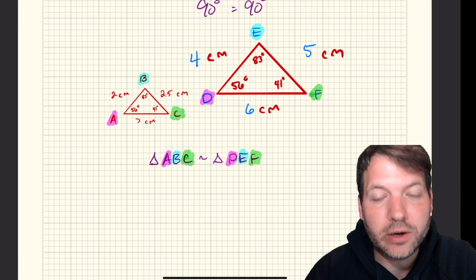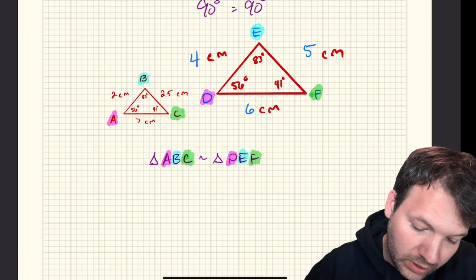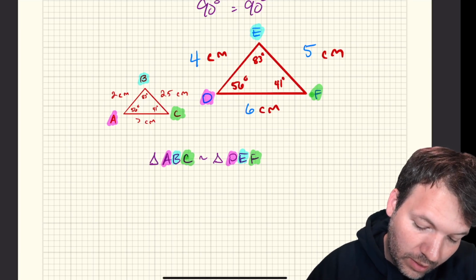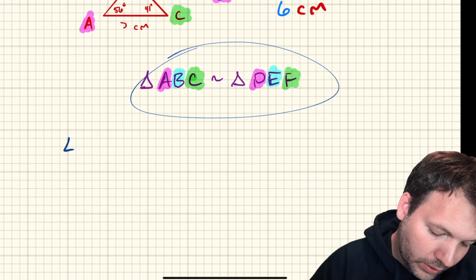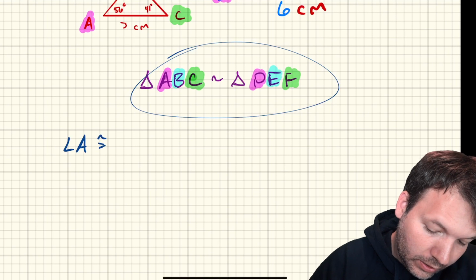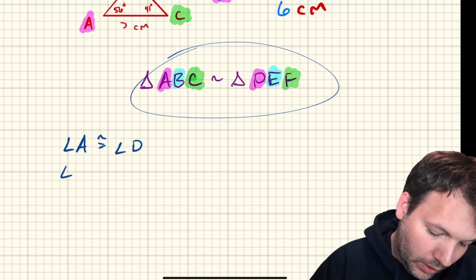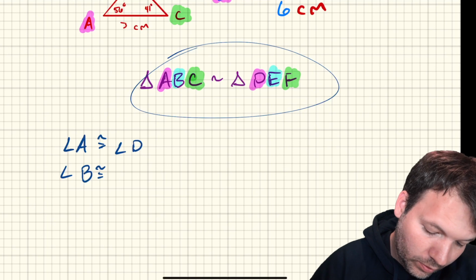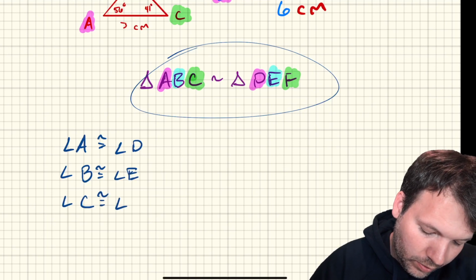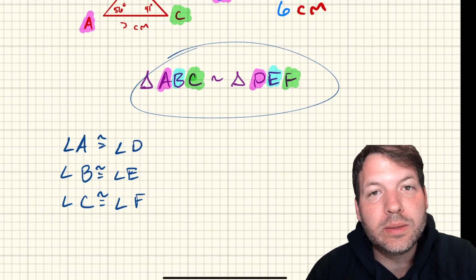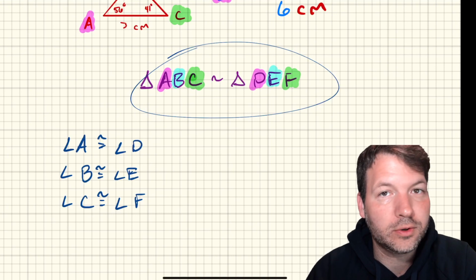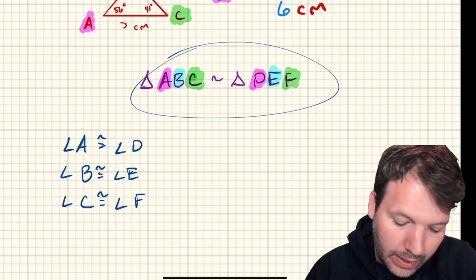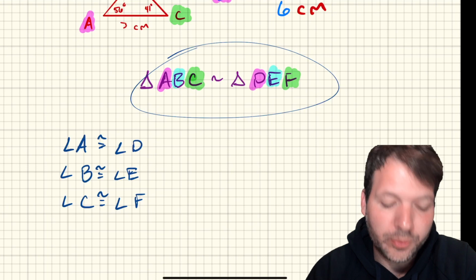So that statement of similarity ends up being really important. As soon as I see this statement of similarity, I can immediately start saying, oh, so angle A is congruent to angle D. Angle B is congruent to angle E. Angle C is congruent to angle F. So again, similarity automatically implies congruent angles or equal angle measures. Those are the same concepts. But again, it also implies proportionality.